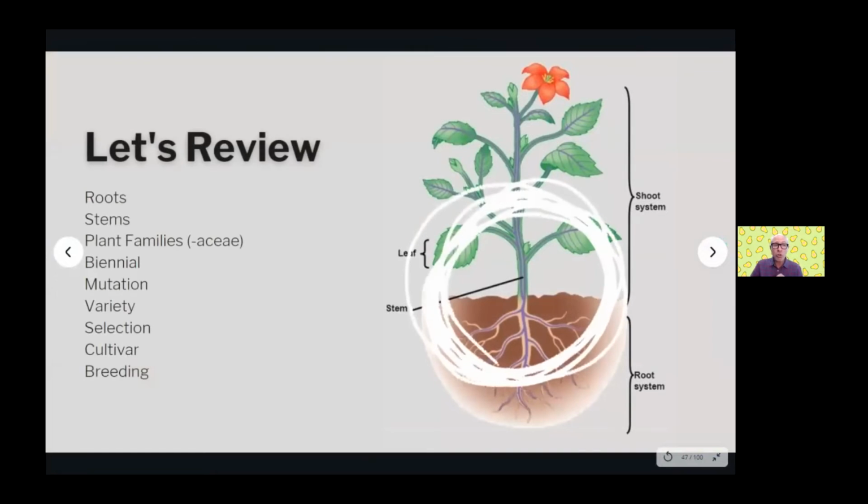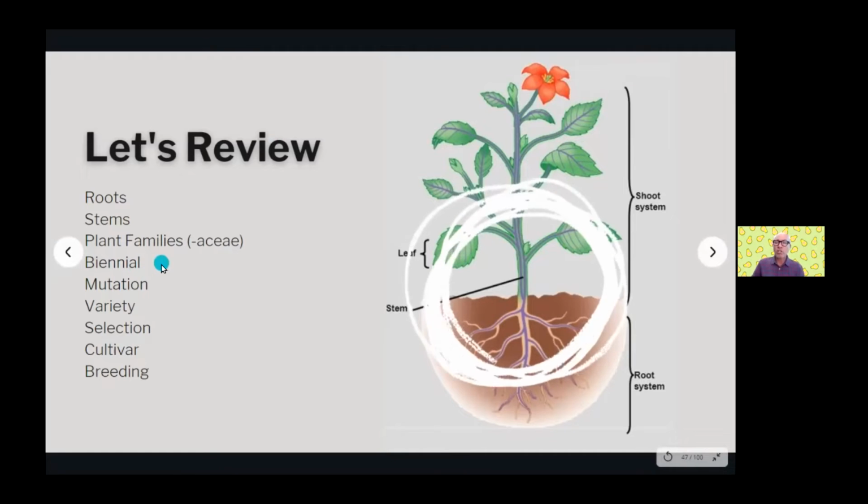So let's do a quick review. We looked at the organs of a plant. We looked at roots and stems. These are not unfamiliar words, but they are botanical words. We learned a few plant families. We learned the Brassicaceae, the cruciferous vegetables. We saw the carrot family, the Apiaceae, and the asparagus family, the Asparagaceae, all these scientific names that are now not unfamiliar to you.